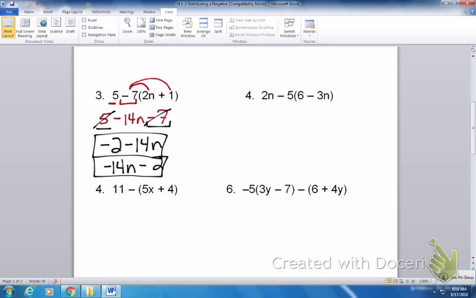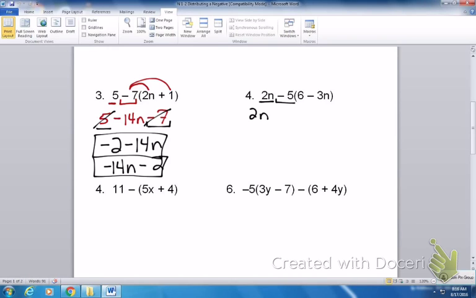Let's look at number 4. That's 2n minus 5 times (6 minus 3n). So it's sort of like the last one. This 2n out here has nothing to do with the parentheses or the distribution. Let's go ahead and bring it down to the next step.